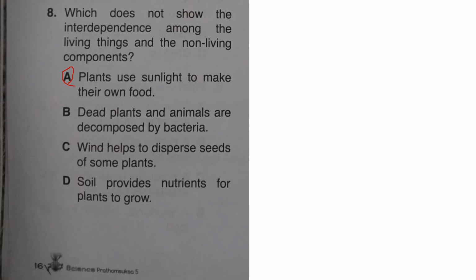Plants use sunlight to make their own food. If you remember the process of photosynthesis, wherein the plants absorb the energy of the sun to make their own food, that is the interdependence among the living things and non-living things. Plant is a living thing, sunlight is a non-living thing. They need each other to survive or to make their own food. So the answer in number 8 is letter A.